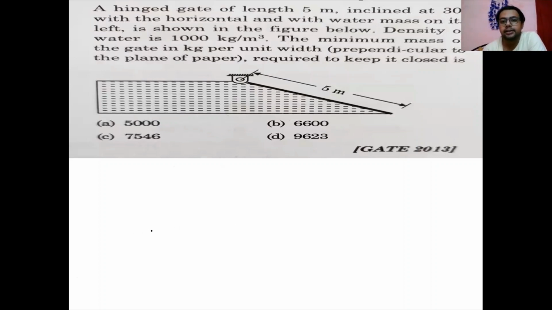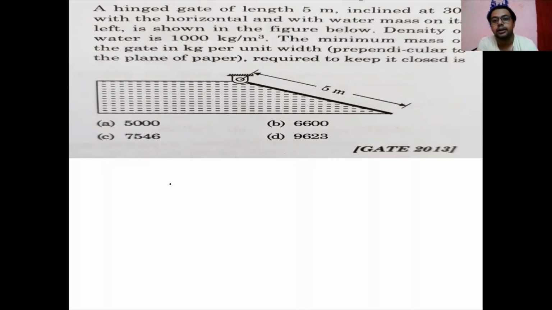A hinged gate of length, here the length is given as 5 meters. One gate is here. The length is given as 5 meters. It is inclined at 30 degrees. So what is the pressure acting? Because here different pressure is acting. This kind of problem we will solve.